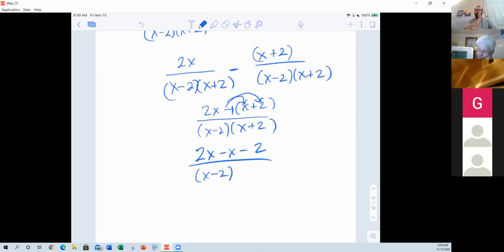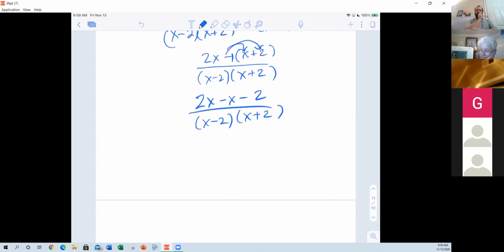Okay, and how does that simplify? x minus 2, which you can then factor out. What happens when everything cancels in the numerator? Well, it's just a 1. That's all you have left over, just a 1.